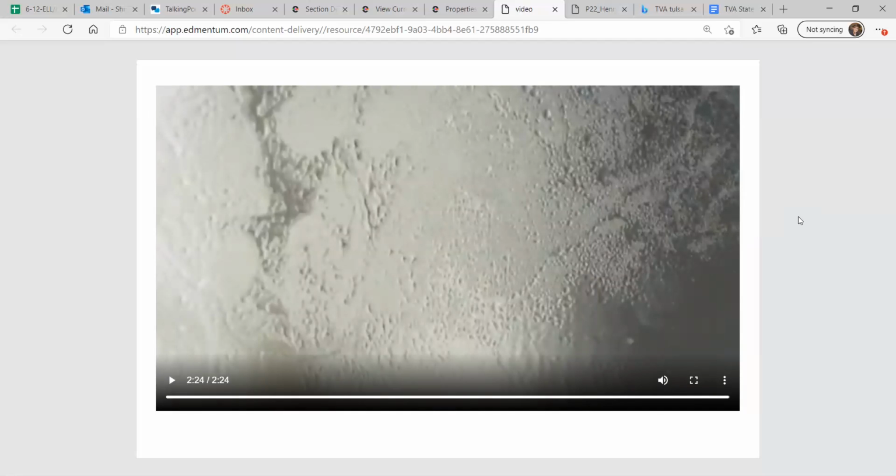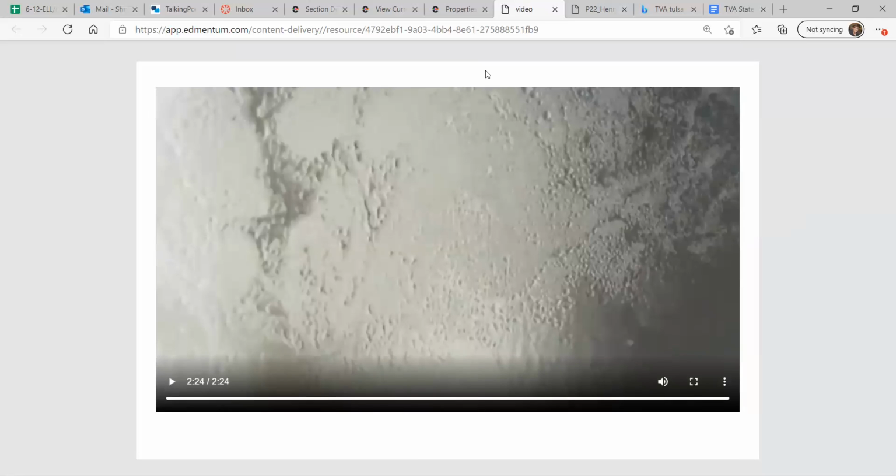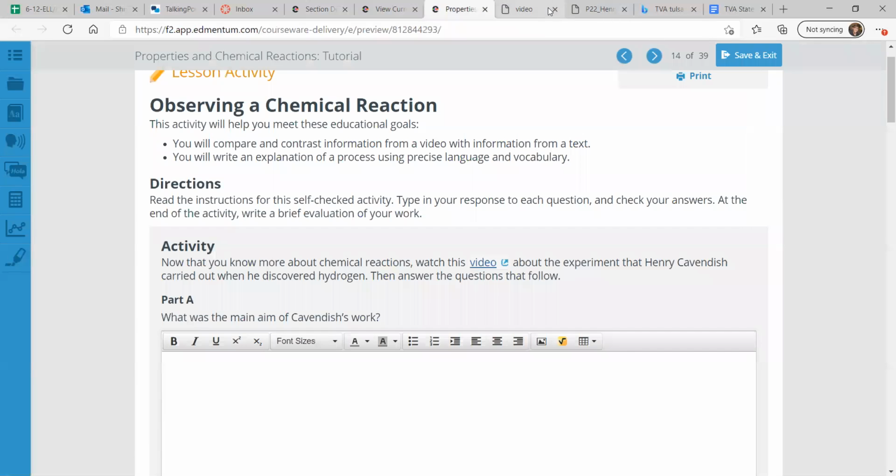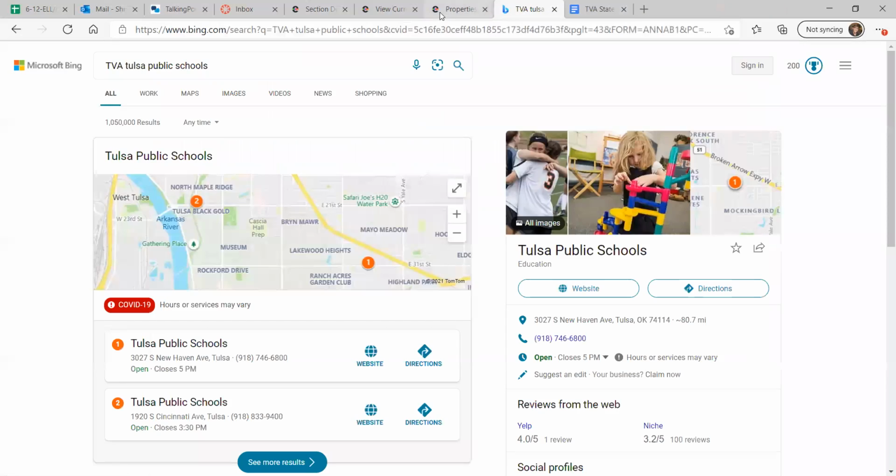Okay, so you can see how scientists have fun with stuff, and a lot of science is just being a little creative and curious and carefully trying things out, because sometimes things can go wrong. And let me close out of that too.